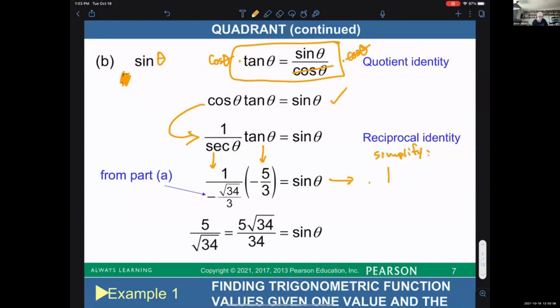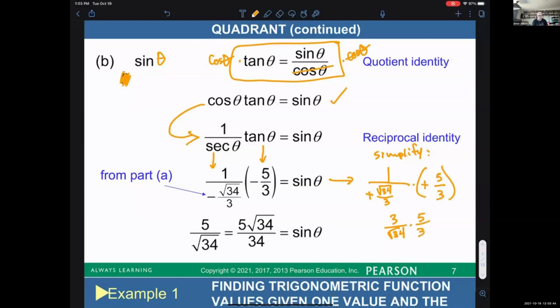And they had 1 over the square root of 34 over 3 with a minus times minus 5 over 3. So that's what we had to simplify. Well, first of all, a negative times a negative is a positive, so these negatives cancel. And when you flip root 34 over 3, you get 3 over root 34, which is multiplied, that's a positive, not an addition problem, multiplied by 5 over 3.